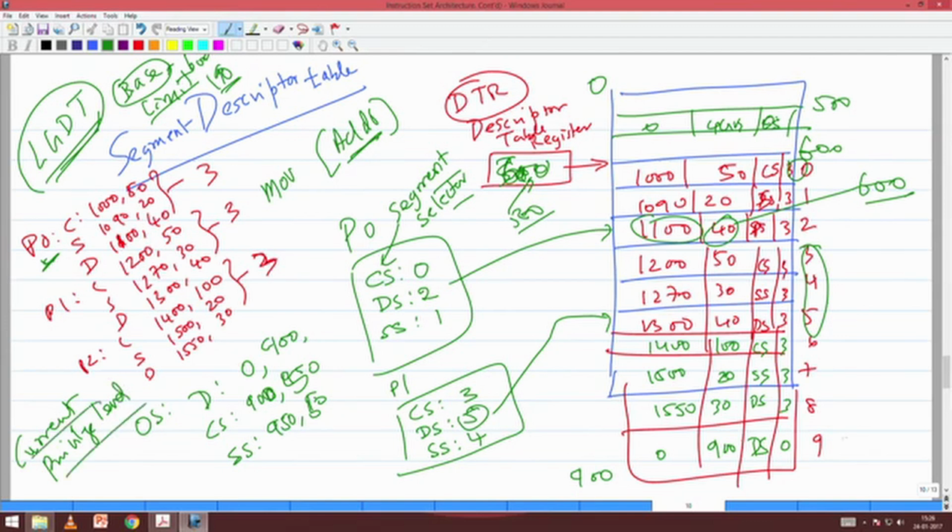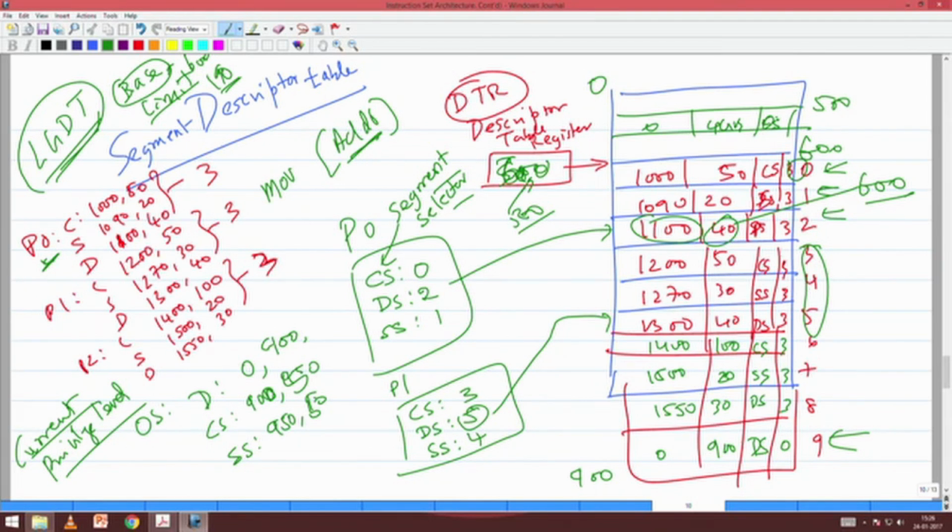Initially your operating system will be executing, and its privilege level will be 0. When the context switches, the CS register will be loaded with this segment, and DS with this. Then what will be the privilege level now? CS points to this segment, and the privilege level now becomes 3. When P1 comes into existence, the CS register points to selector 3, and that has privilege level 3.